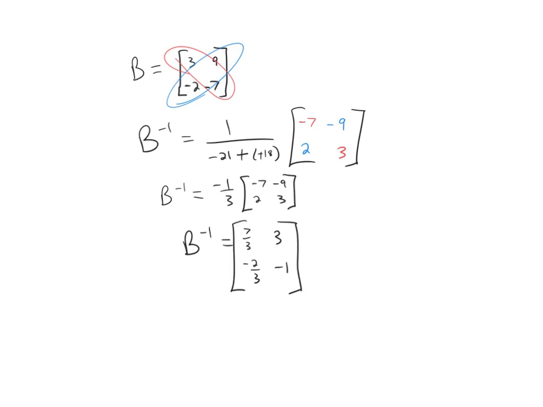Okay, so just to review how I got that, I did distributive. I took negative 1/3 times negative 7, negative 1/3 times negative 9, negative 1/3 times 2, and negative 1/3 times 3. And so that is the inverse.